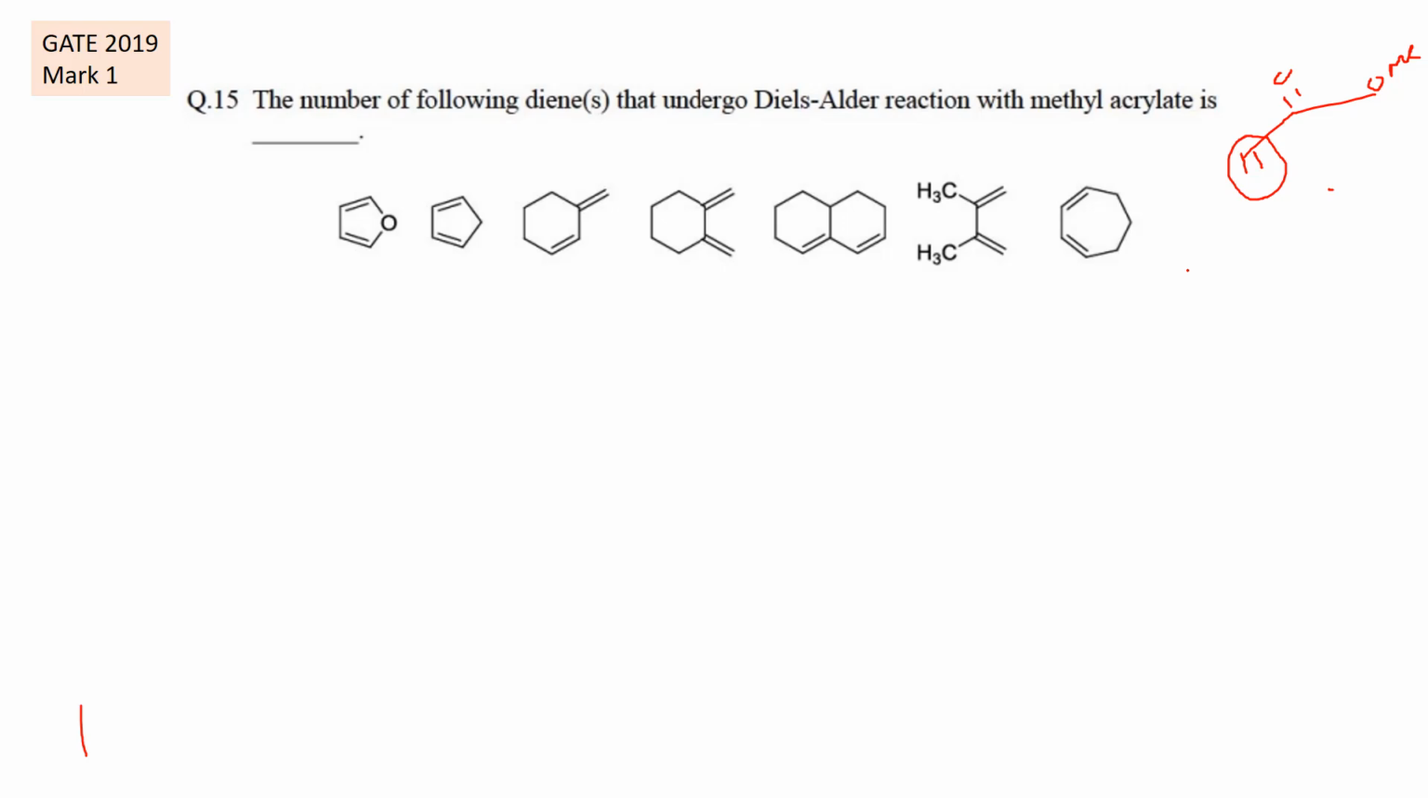Obviously, whichever is in the cis-oid form, that will preferably take part in this Diels-Alder reaction. So whichever is in the cyclic form will readily take part. So this one will take part, obviously. Similarly, this one also, because this is a cyclic system, so it is locked in its cis-oid conformation.